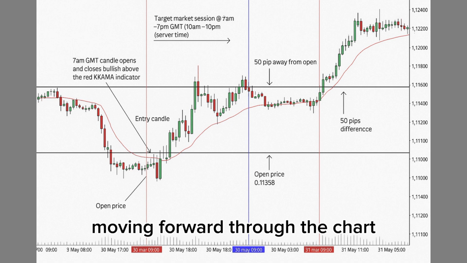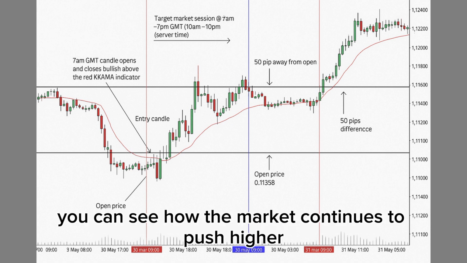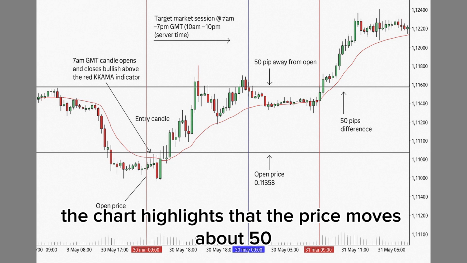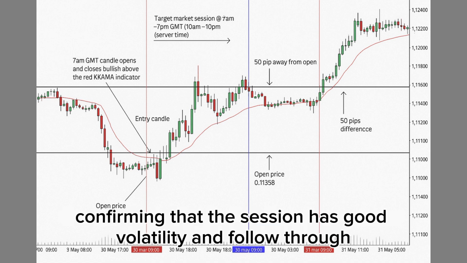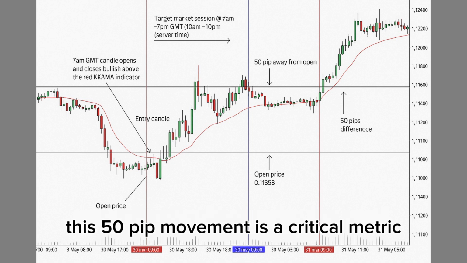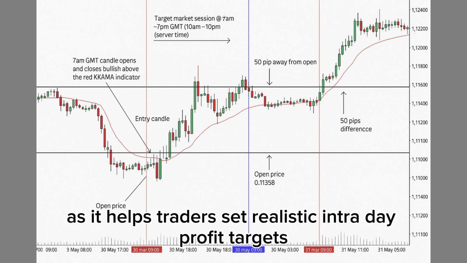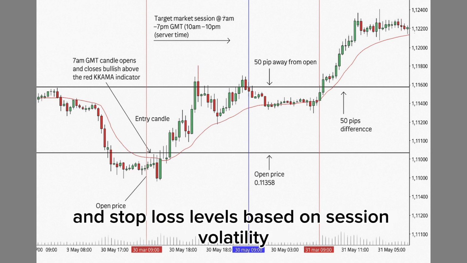Moving forward through the chart, you can see how the market continues to push higher in alignment with the overall bullish momentum. The chart highlights that the price moves about 50 pips away from the open, confirming that the session has good volatility and follow-through. This 50-pip movement is a critical metric, as it helps traders set realistic intraday profit targets and stop-loss levels based on session volatility.